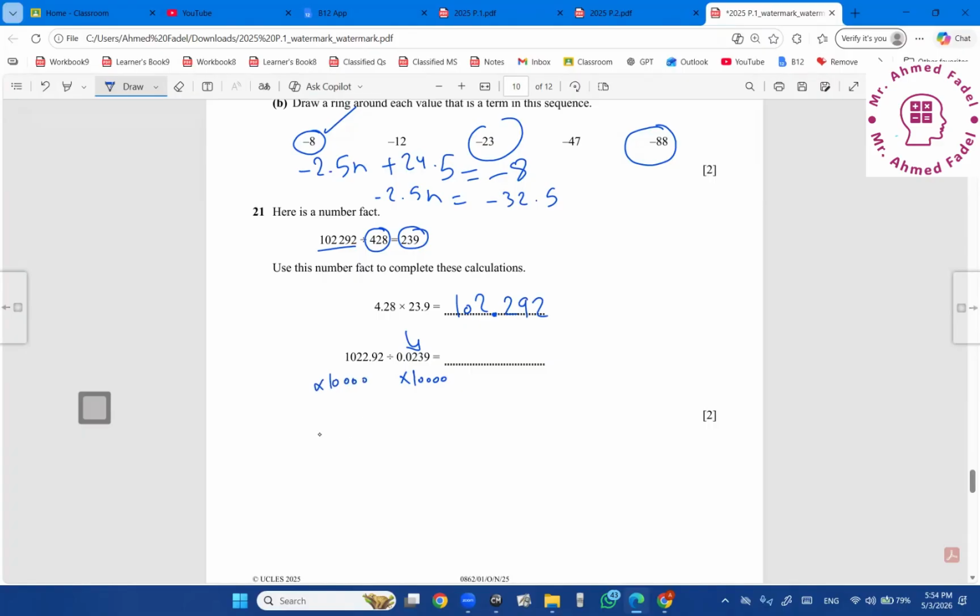So the question now changes. I need 2 more zeros divided by 239. Okay, mister, dividing this by 239 will give me 428. Yes, exactly. Dividing this by 239 should give you 428. We knew this from the fact. Yes, mister, but there are 2 zeros left. Then put them down. So it is 42,800.